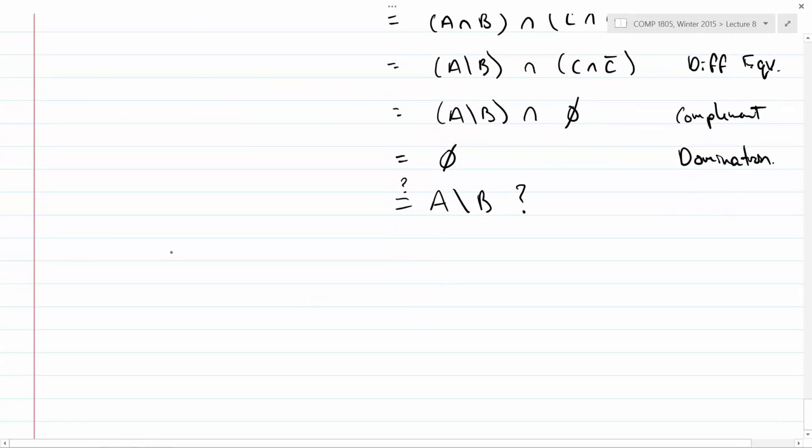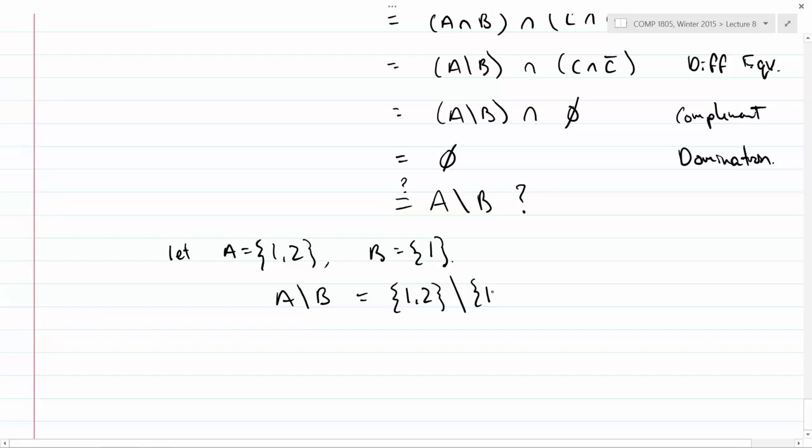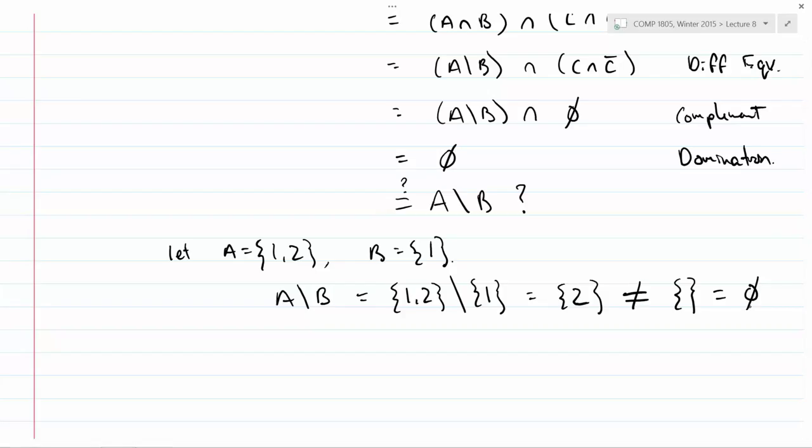So if we let A be equal to the set, say, {1, 2}, and B equal to the set {1}, well then A minus B is equal to {1, 2} minus {1}, which is just {2}. And that's definitely not the same as the empty set. And I know that it's not the same because one has size 1 and the other has size 0. Question?